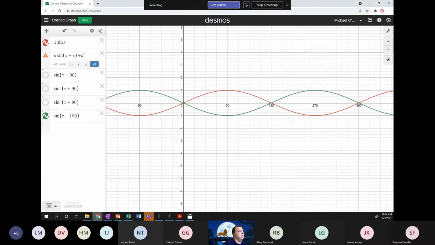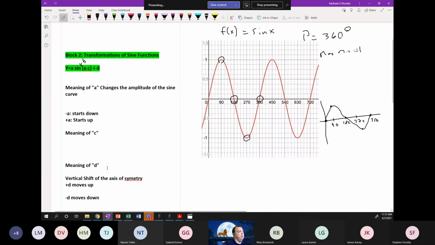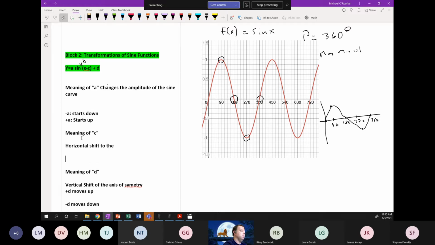So the one thing we didn't do here, you can see in the formula I gave you, I'll do horizontal shift. Negative shifts right. Positive shifts left. Okay? Does that make sense, everybody?